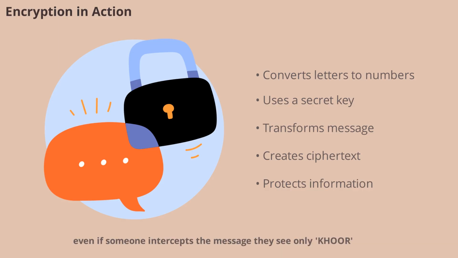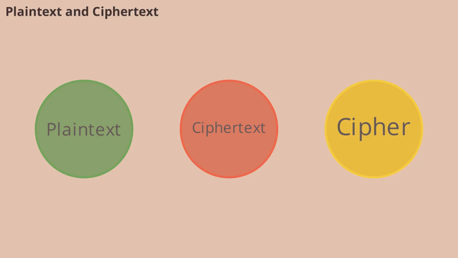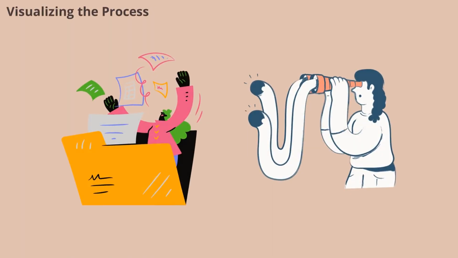Now, even if someone intercepts the message, they see only KHOOR, which is meaningless without the key. In encryption, the original readable message is called plaintext. After applying the encryption process, the result is called ciphertext. The method used to perform this conversion is known as a cipher. Think of it as a recipe that takes your plain message and turns it into a coded version. This coded message can safely travel across the internet, and only someone with the right key can turn it back into its original form.